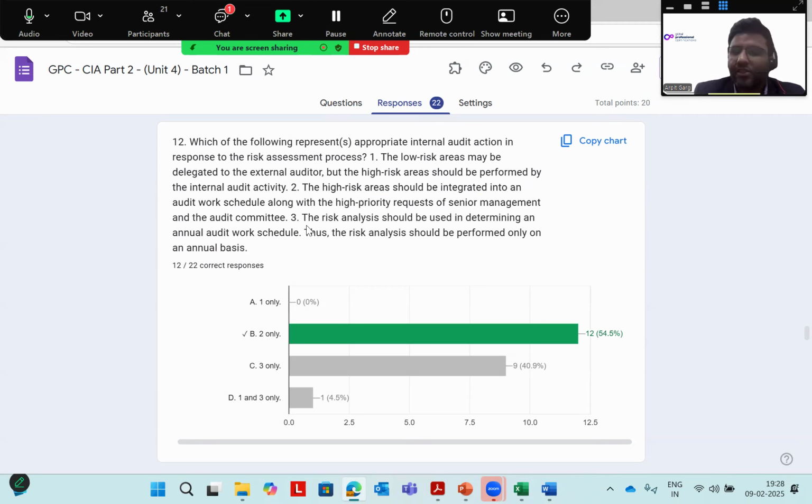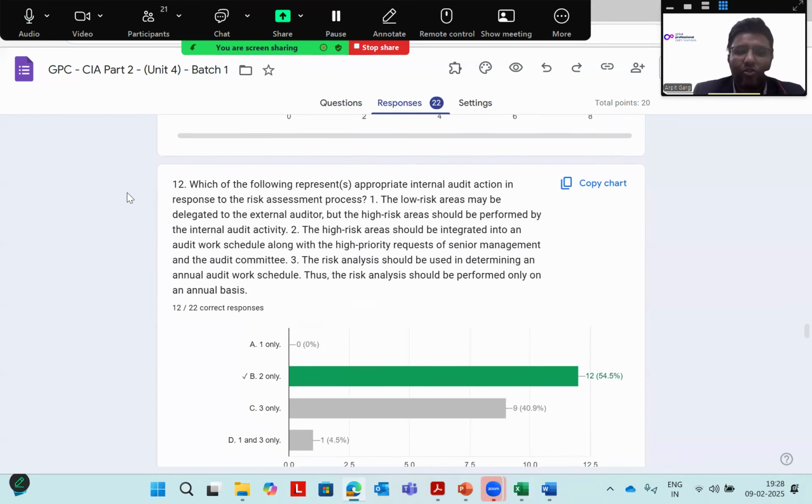So people, these types of questions, you have to read very carefully, because 9 of you have selected that the risk analysis should be performed on annual basis is correct. We have learned that risk analysis should be performed minimum on an annual basis. But here it says the risk analysis should be performed only on annual basis, which, the word only itself is making the statement incorrect. Is that clear now, everyone? All right, great. I'll move on to question number 11 now.